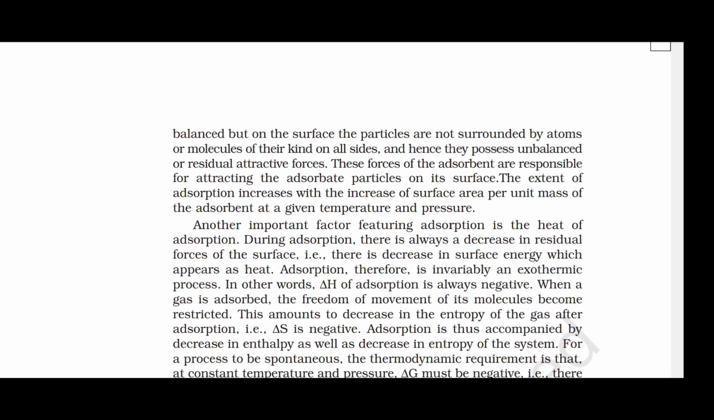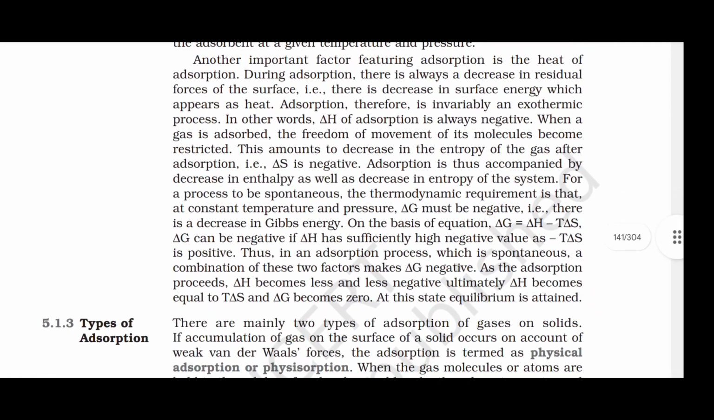When a gas is adsorbed, the freedom of movement of its molecules becomes restricted. This amounts to a decrease in the entropy of the gas after adsorption. That is, delta S is negative. Adsorption is thus accompanied by a decrease in enthalpy as well as a decrease in entropy of the system. For a process to be spontaneous, the thermodynamic requirement is that at constant temperature and pressure, delta G must be negative. That is, there is a decrease in Gibbs energy.